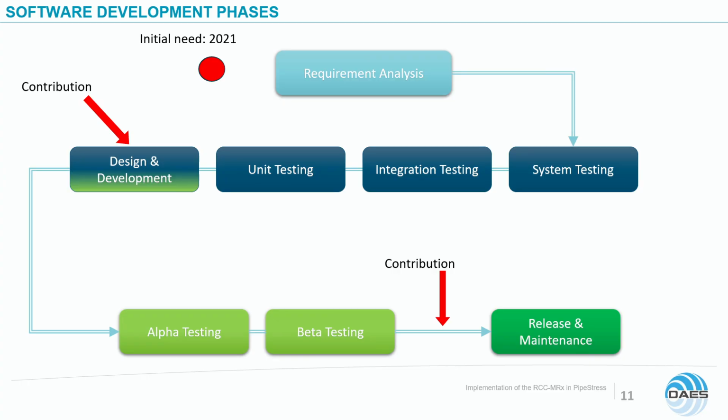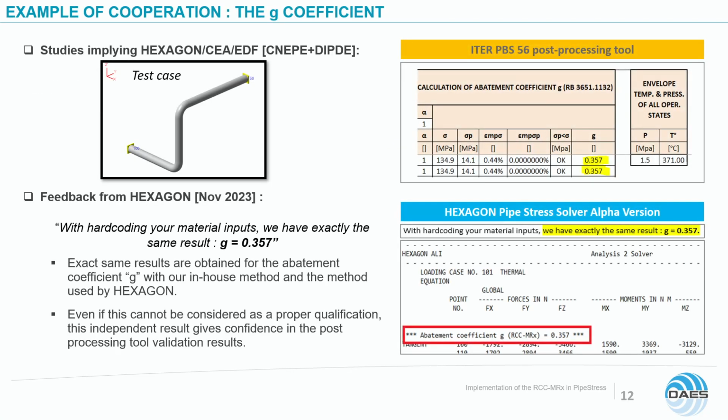This is a typical software development phase. You can see here in red, the red dot and the red arrows, where we have contributed, where we have helped HEXAGON to develop this tool. So this is a concrete example. This is an example of the collaboration that we have done with HEXAGON.